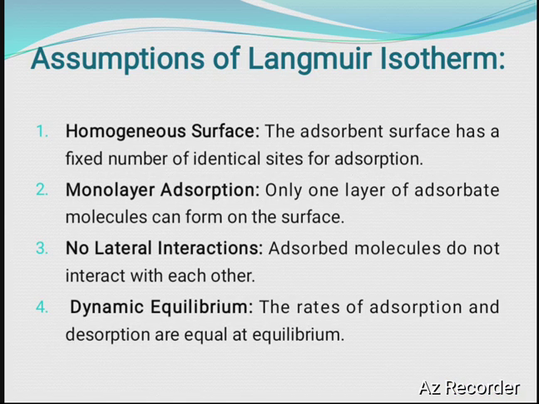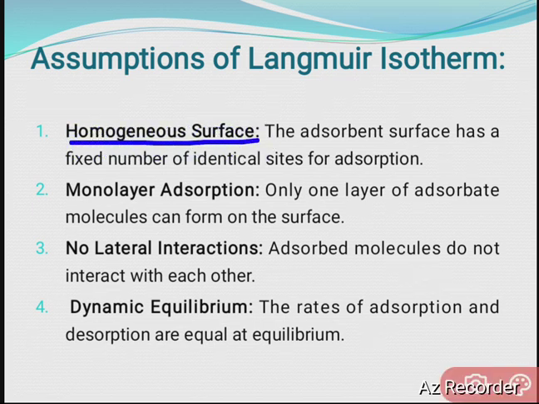Next, assumptions of the Langmuir isotherm. What are the assumptions? The first one: Langmuir assumed that the surface is homogeneous, meaning the adsorbent surface has a fixed number of identical sites for adsorption. The sites present on the adsorbent are identical, and that surface is termed a homogeneous surface.